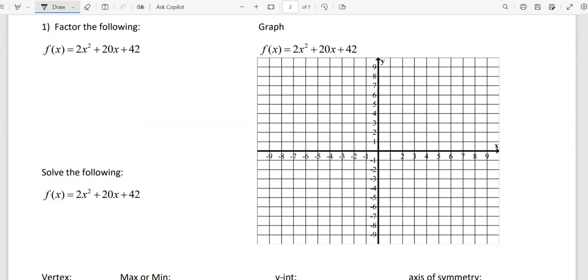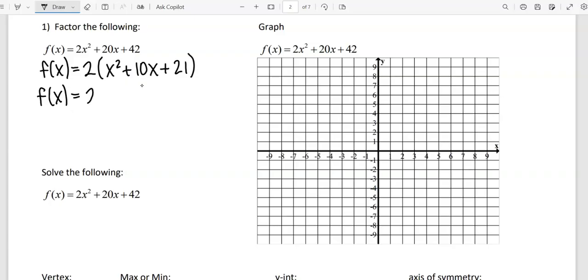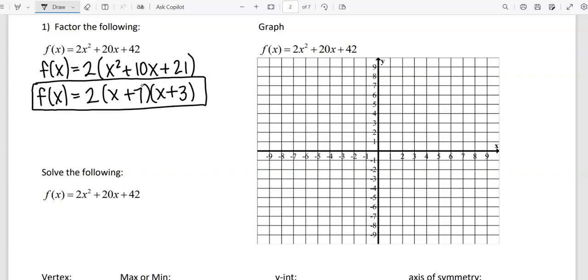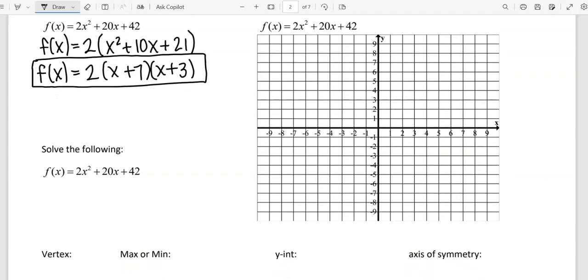I'm going to give you a minute and 42 seconds to factor that. Go. First rule of factoring, greatest common factor, that's a 2. That leaves you with x squared plus 10x plus 21. And then how are you going to factor the inside? Trial and error. So I'll start my binomials with x and x. What factors of 21 will give me 10? 7 and 3. How do I get a positive 10? Plus, plus. That's factored form. And factored form reveals the what? The x-intercepts.